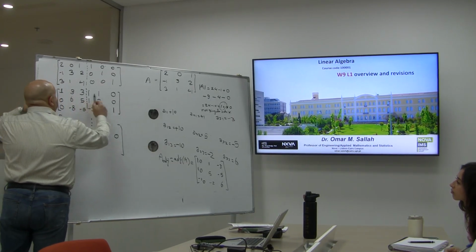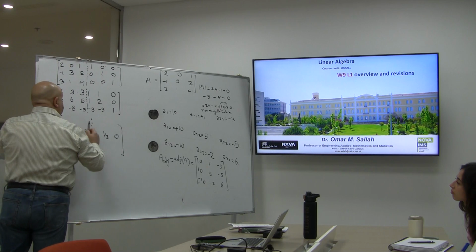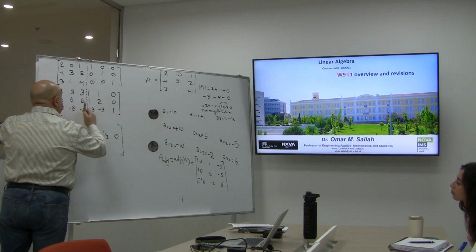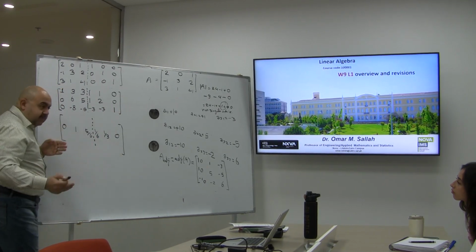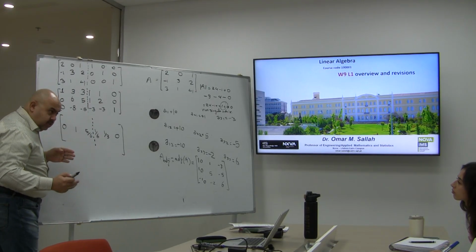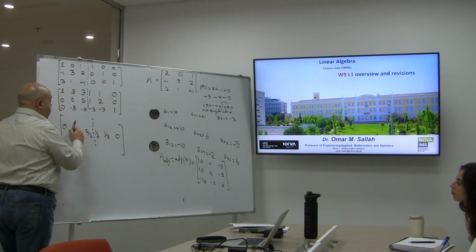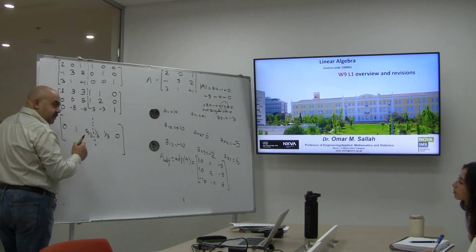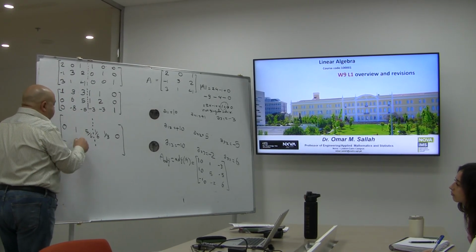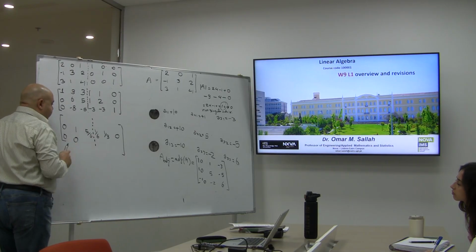Then I've changed the second row. I would use this guy to force the last row to have a 0 under the pivot. So I will multiply 1 by 8 and add it to negative 8. The 8 and the negative 8, the result will be 0. This guy is going to be 0.